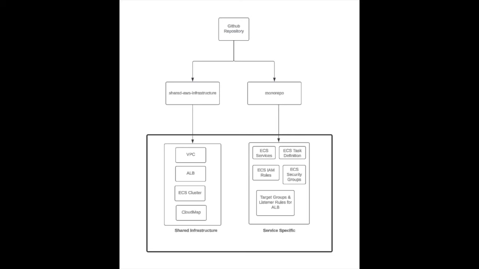Hello everyone. In this video, we will learn how to deploy a microservice on an ECS cluster and explore best practices for designing a GitHub repository to create AWS infrastructure. We will also discuss how to decide which AWS resource should be shared and which should be service specific, ensuring that our infrastructure as code is organized and scalable.